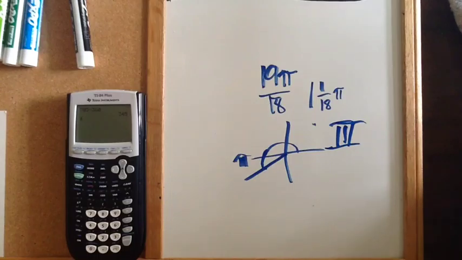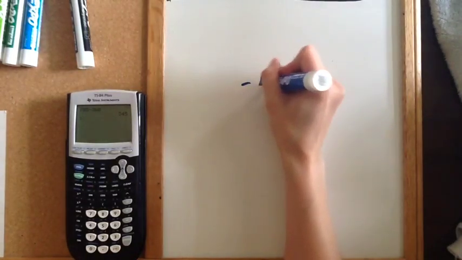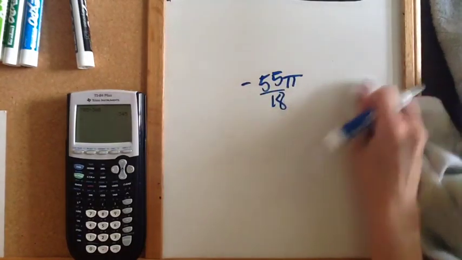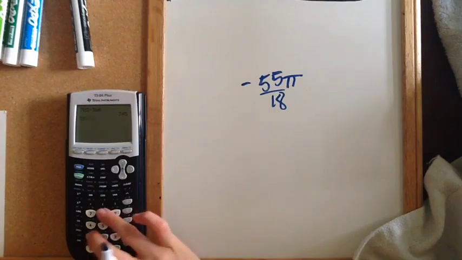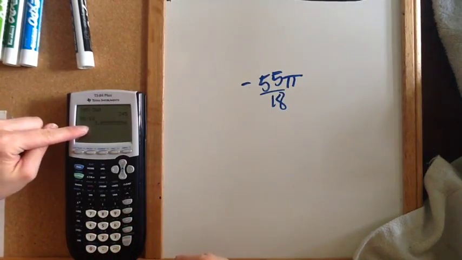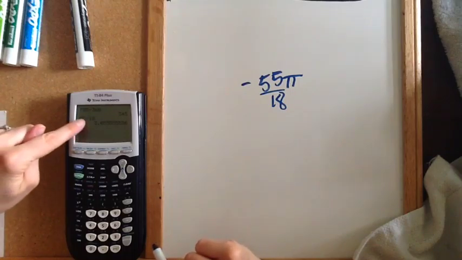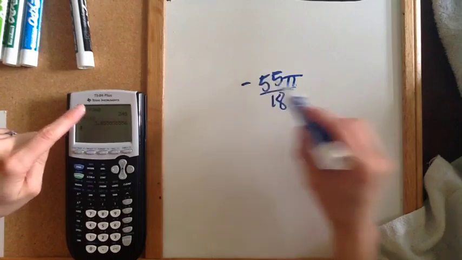Okay. Now, what if we have a negative angle? What if I give you negative 55 pi eighteenths? Well, what we first want to see is how many times does 18 go into 55? So I'm going to do 55 divided by 18. Now, notice if you're using your calculator that this goes in 3.055, so I can know just from the fraction where I should be. Also notice I did not put the pi in the calculator. I'm just looking at where the fraction is.